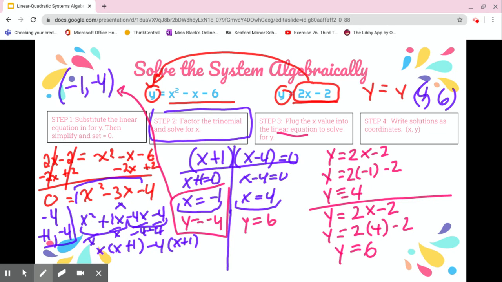Now it says write your answers as coordinates, but we already have our answer as coordinates before we even started, because that was the whole plan, is to get those answers out so you don't have to worry about finding them later. Okay? It's just really important that you go that extra step. So pause the video and make sure you get all of this down, okay?